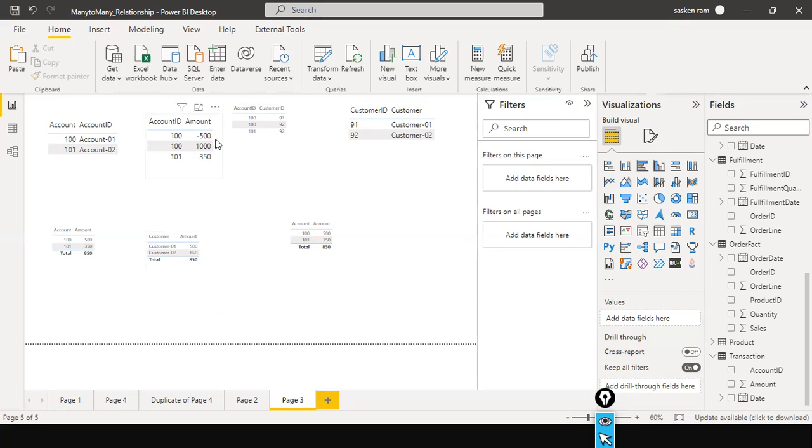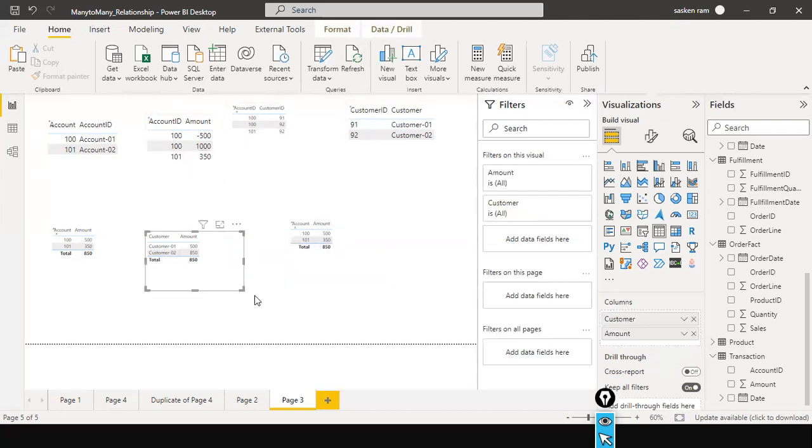See how we got 850. Now we understood, right? 1000 minus 500 is 500. Whether or not it is owned by more than one account holder, at the end of the day, what is the balance in the account ID? 500. So 100 is 500, but 101 too. This 92 is holding both. This customer is holding joint account 100. In 100, 500 is their balance, plus in 101, 350 is there. 500 plus 350 is 850. That is how we are getting it here.